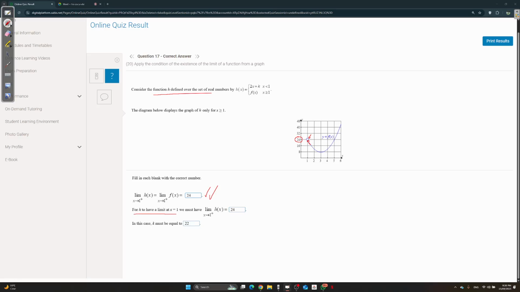Then they said for h to have a limit at x equals 1, we must have the limit as x approaches 1 plus of h of x equal to 24. This is really straightforward. We just did it here. X approaches 1 plus gets you 24. So that means over here, the 2x plus k should be equal to 24, if we want a limit. We're talking about x equals 1. So what do we substitute x as? 1. So 2 plus k equals 24, which yields the result of k equals 22.